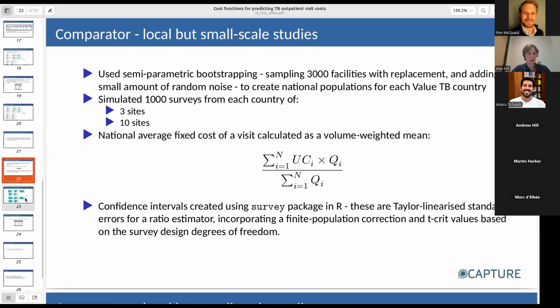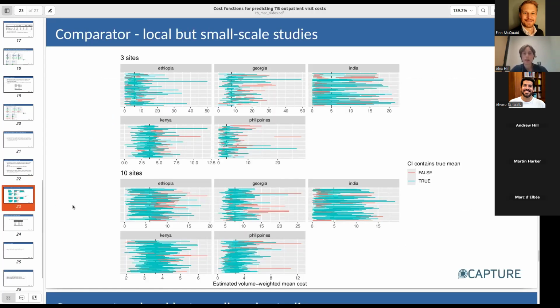And visualizing the results, this is what it looks like. This is the first 100 surveys visualized out of 1,000, just to give you an idea of what the spread of results looks like. I should have drawn this on top, you can't see very well, but there's a black dashed line on each of these figures, which represents the true average cost in each country. And then I've colored in blue the confidence intervals that contain the true value in them, and in red confidence intervals that do not contain the true value in them.